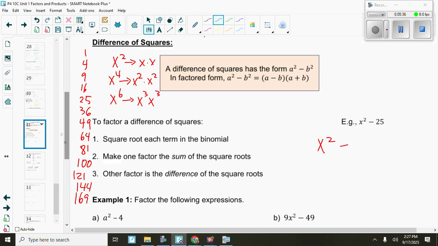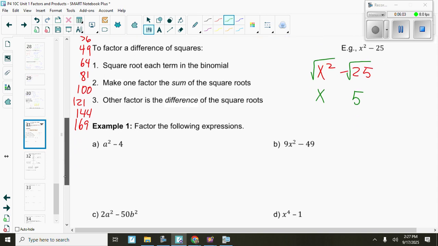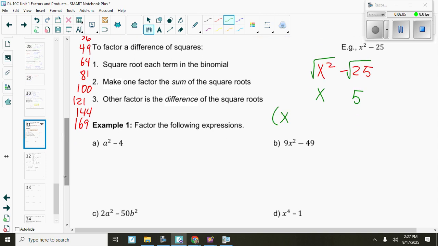We are literally taking the square root of both of these terms. The square root of x squared is x, and the square root of 25 is 5. Then we're going to make one factor the sum and the other factor the difference. So we're just going to pop it in here. One is plus and one is minus. So this is our final answer.